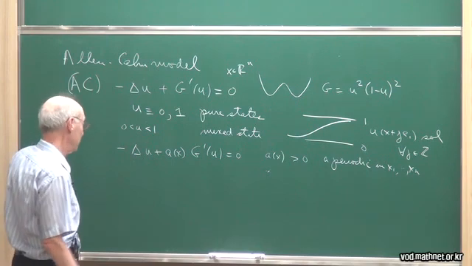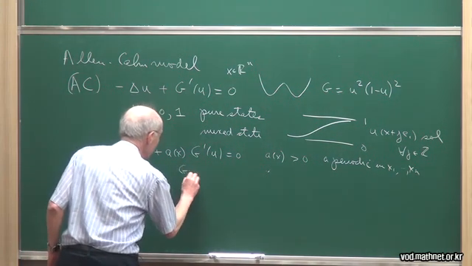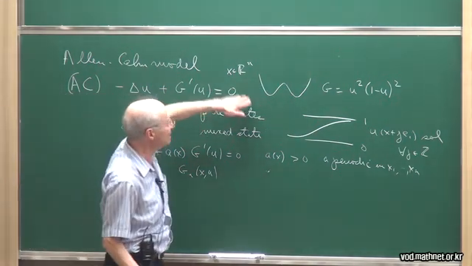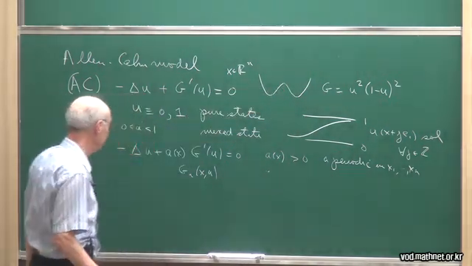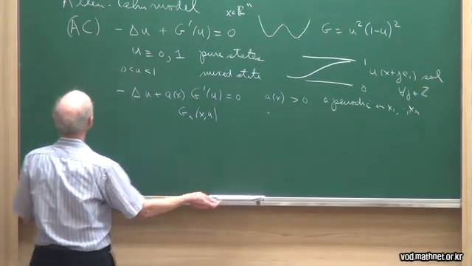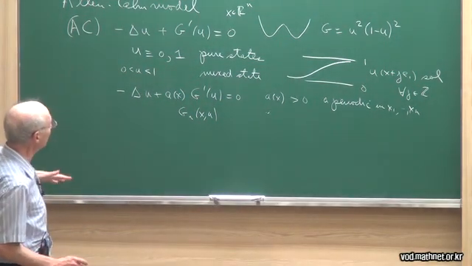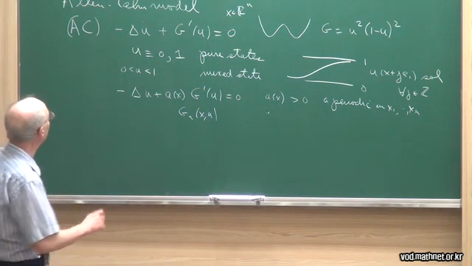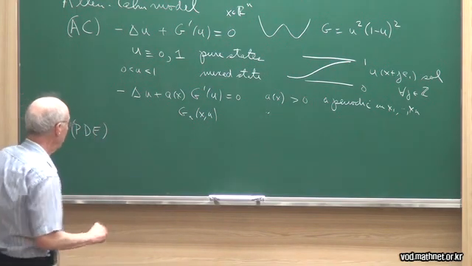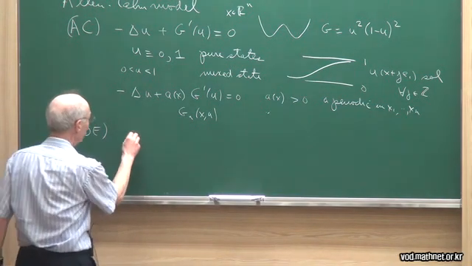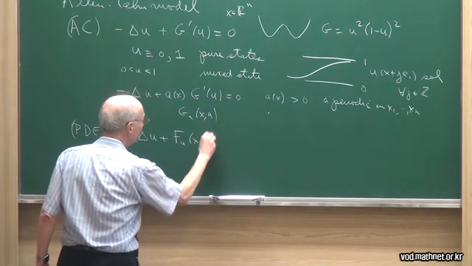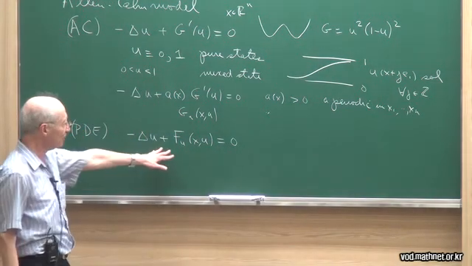Okay. You could still more generally take a function of the form g sub u of x and u, the partial with respect to u, where again g has the same sort of qualitative behavior. Now, this class of equations, in fact, turns out can be viewed as a special case of another class, which I'll call PDE. And these equations have the form minus Laplacian of u plus f sub u of x and u equals 0. That's the partial of f with respect to u.